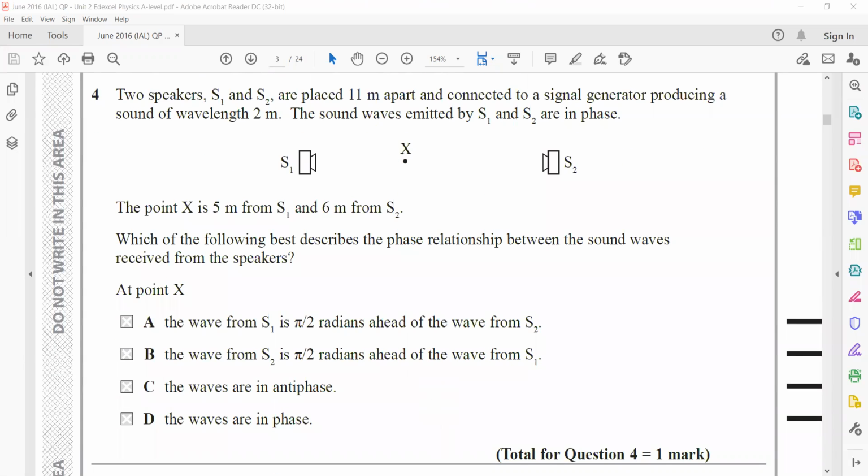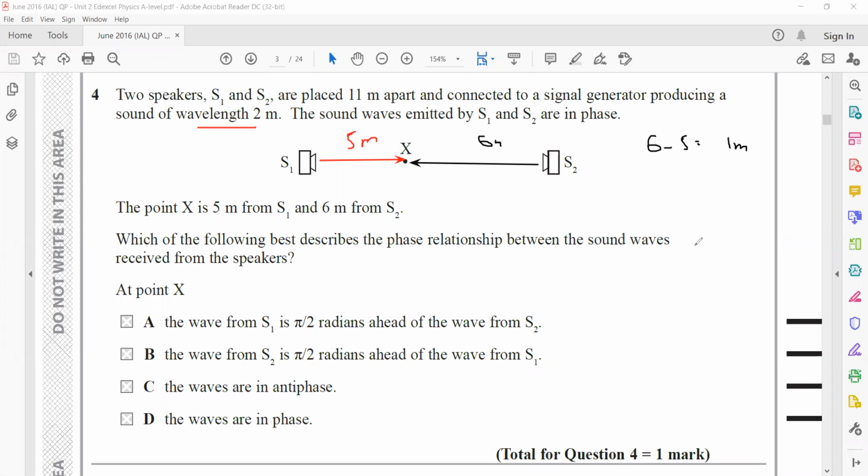For question 4, two speakers are 11 meters apart and producing a sound with a wavelength of 2 meters. So we'll calculate the path difference. This is 5 meters from S1 to X, and the other one is 6. So the path difference between them is 6 minus 5, which equals 1 meter.